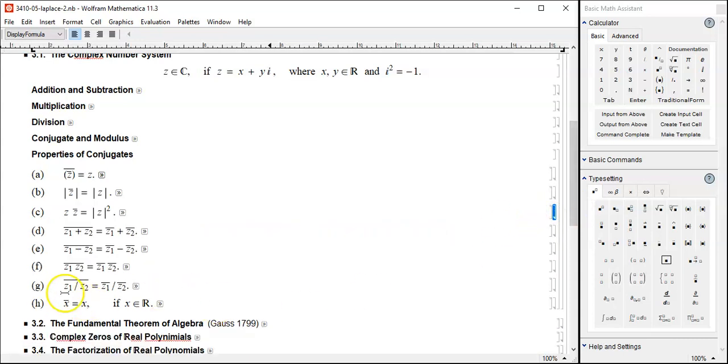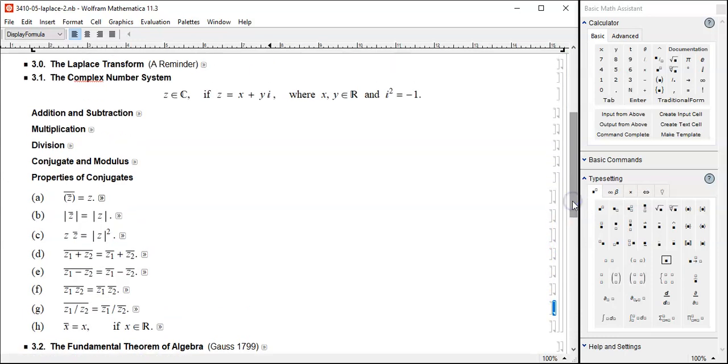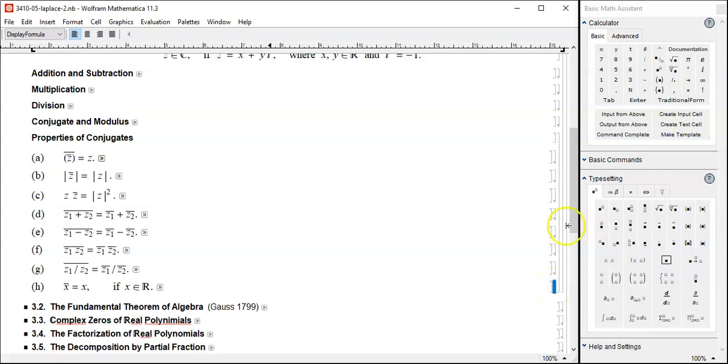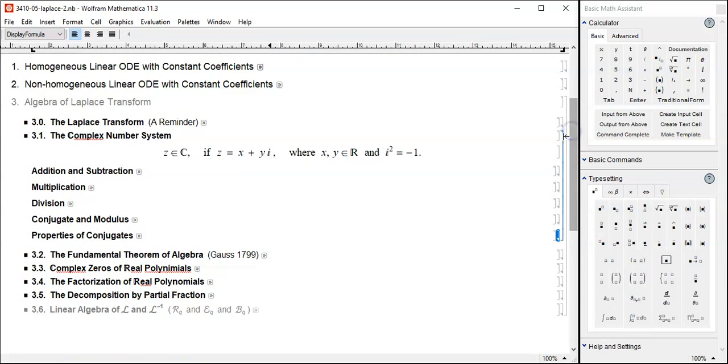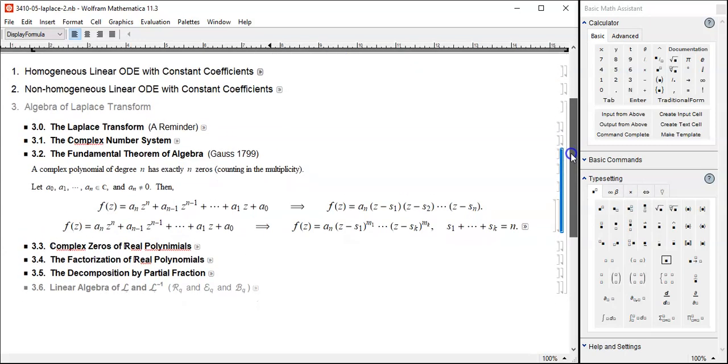And then other things here. It does not matter whether I take the conjugation before or after addition, subtraction, multiplication, or division. The proofs of things like these are rather tedious, but we did all these. If you're unsure, you can always go back to lesson 1a and review that. Conjugate of a real number is itself. Just 0i versus minus 0i. That's about it.